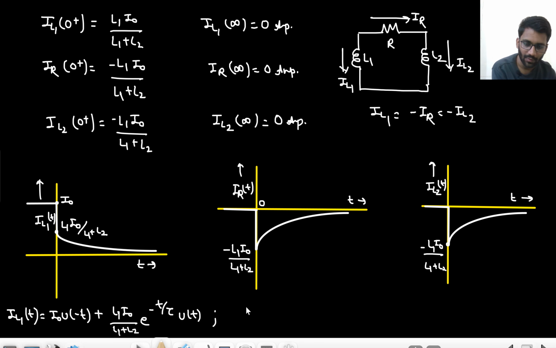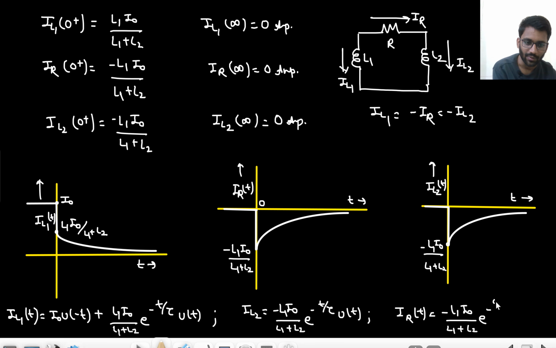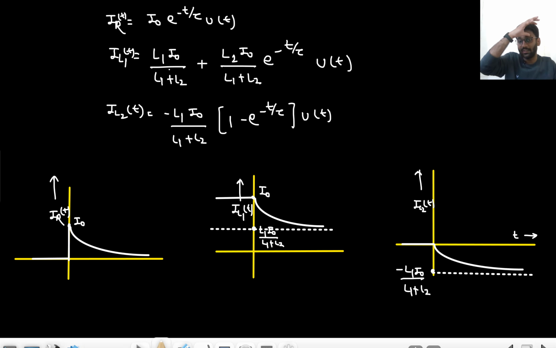Right? Now, how about IL2? IL2 is minus L1 I naught upon L1 plus L2 e to the power minus t upon tau u(t). What about IR(t)? It will be the same: minus L1 I naught upon L1 plus L2 e to the power minus t upon tau u(t). Right? Well and good. Let's move on to the next problem. So I hope you have understood all these three problems.